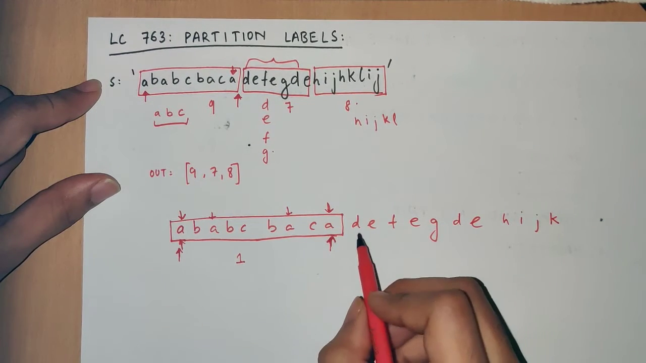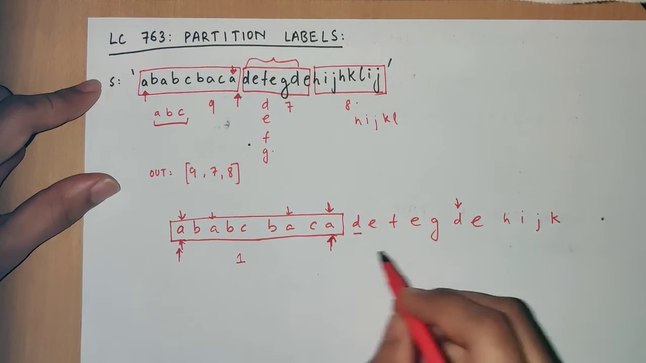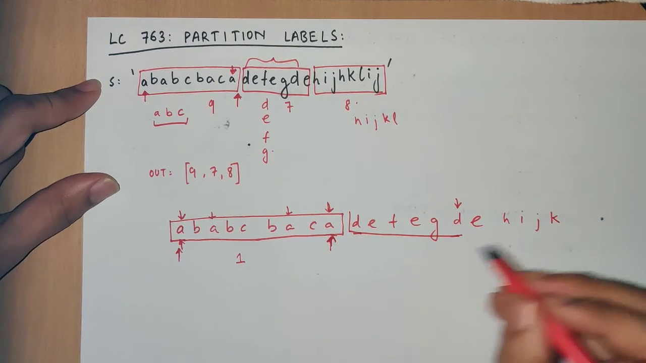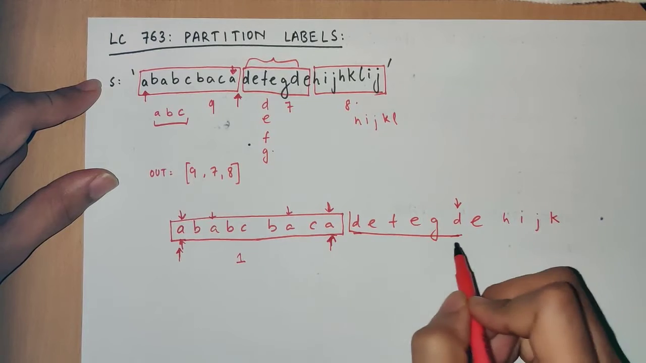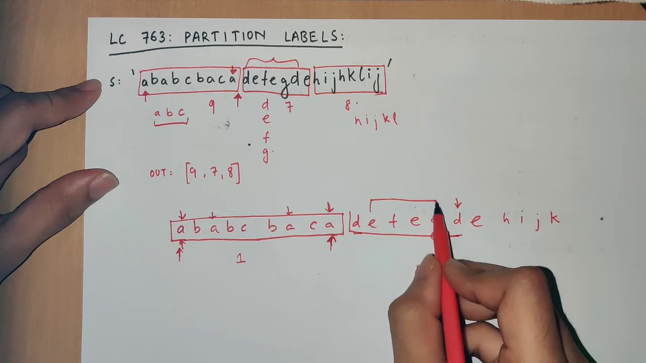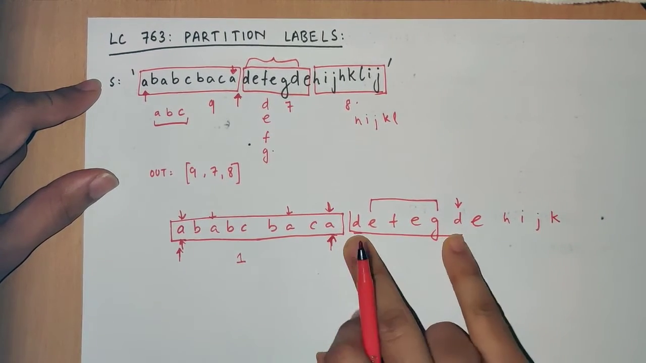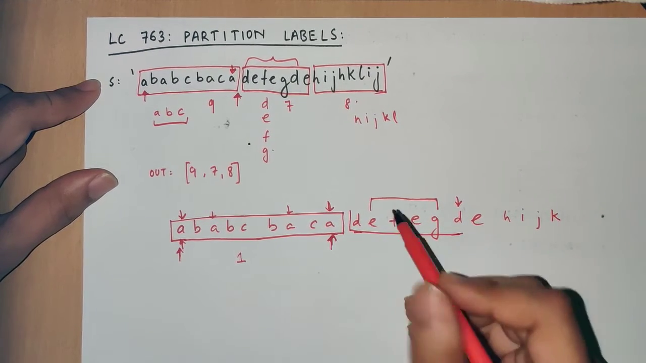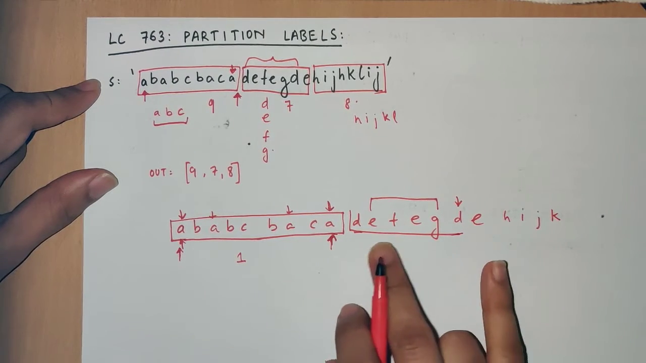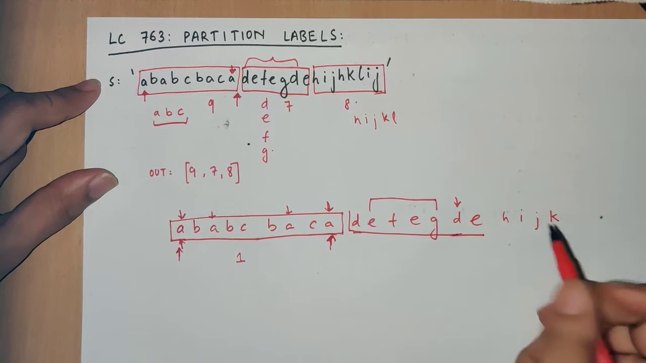Here we can see D. Let us see the last occurrence of D. The last occurrence of D is here. So let us include all the elements up to that into our second partition. But we cannot fix this partition as of now, because there might be some other elements within these two that might increase this partition a little bit more. That is the case which is happening for E. E has its last occurrence over here, right? So we need to extend this partition till the last occurrence of E.